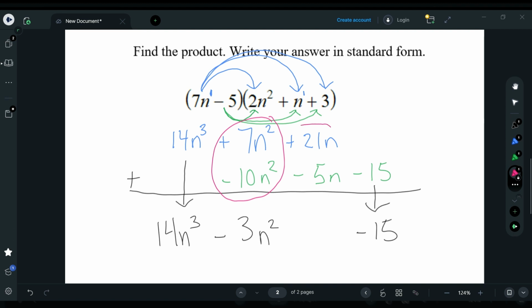And then let's go ahead and combine like terms here. These are both n terms, so when I combine them, it's going to stay as an n. And let's add the coefficients. 21 plus negative 5 is going to be a positive 16. And this here is our final answer.